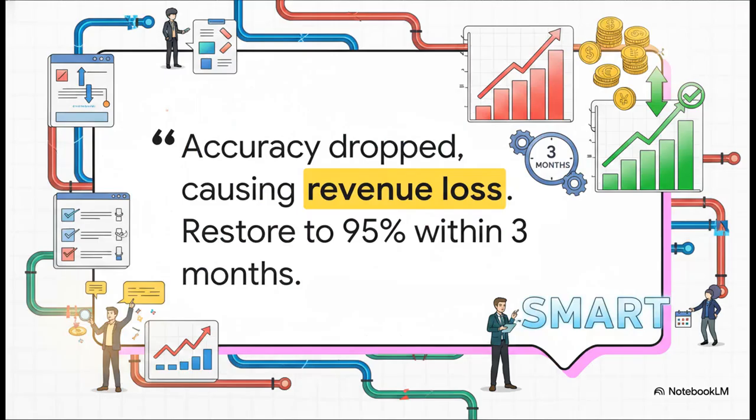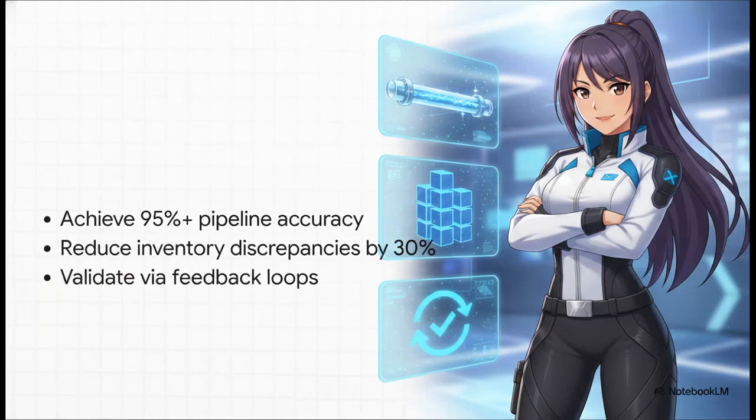So when we apply the framework, the unified problem statement looks like this. The retail company's daily sales data pipeline accuracy has dropped from 95% to 89% over the past quarter, causing inventory mismanagement and revenue loss. The company needs to identify root causes and restore accuracy to 95% or higher within the next 3 months. And this brilliantly illustrates how it seamlessly integrates all the SMART elements. It's specific to the data pipeline, measurable from 89 to 95, achievable, highly relevant to revenue loss, and strictly time-bound to a 3-month window.